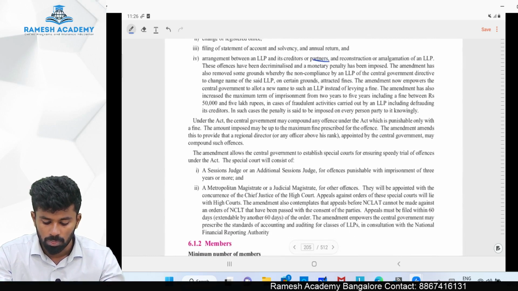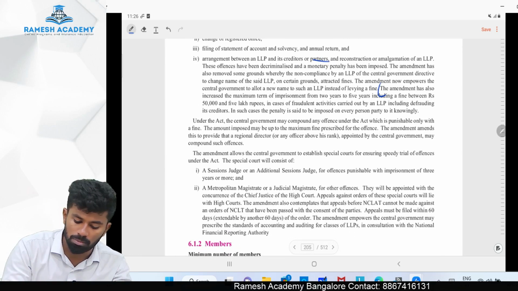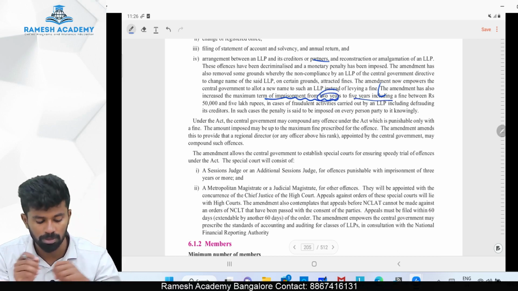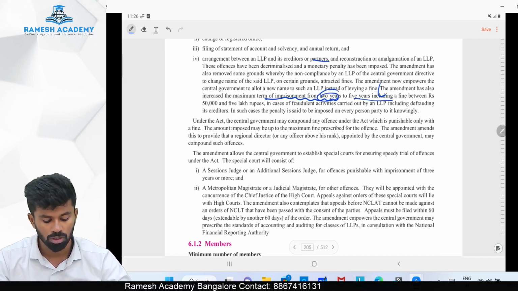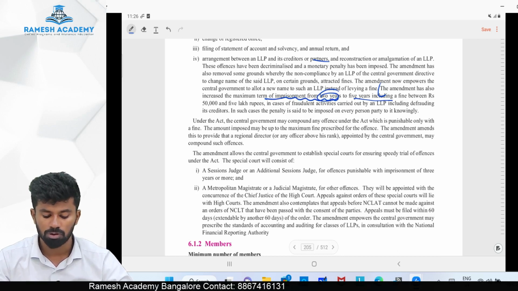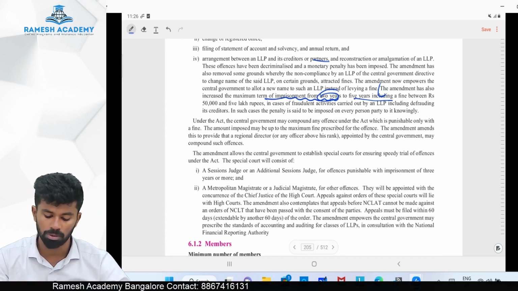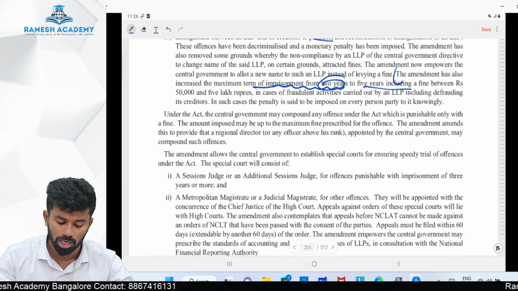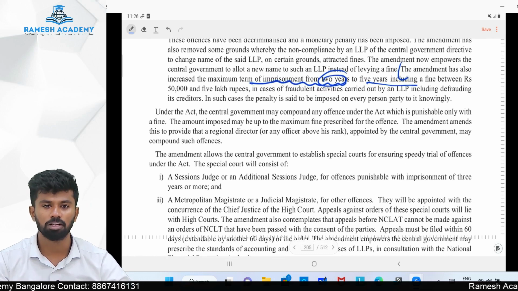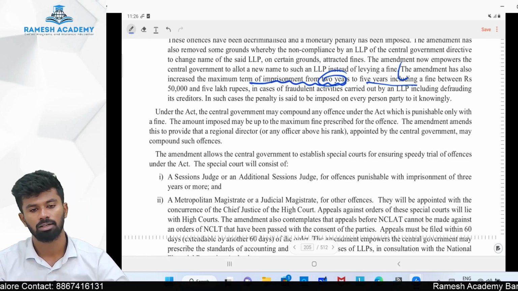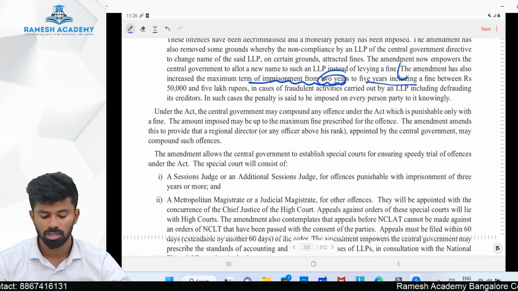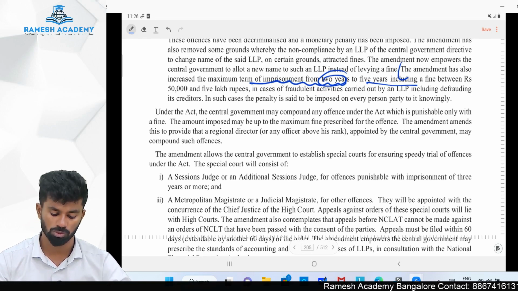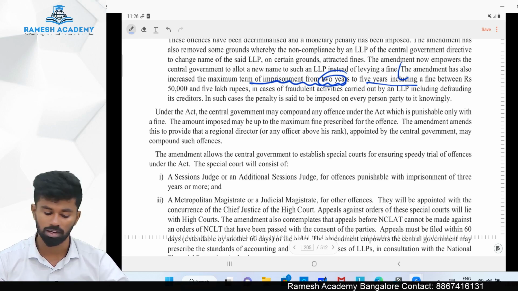The amendment has also increased the maximum term of imprisonment from 2 years to 5 years, along with a fine between 50,000 rupees and 5 lakh rupees, in case of fraudulent activities carried out by an LLP, including defrauding its creditors. So the penalty amount is 50,000 rupees to 5 lakh, and imprisonment of how many years? 6 months to 2 years. Before it was 2 years, but now it is increased to 5 years.